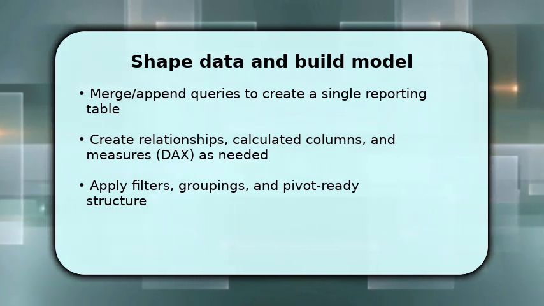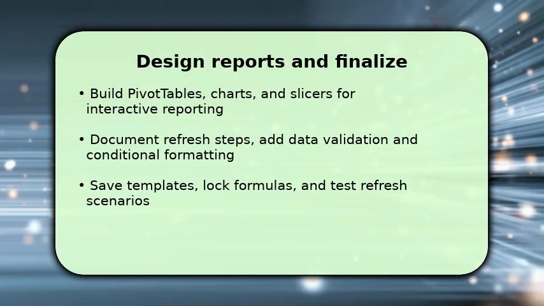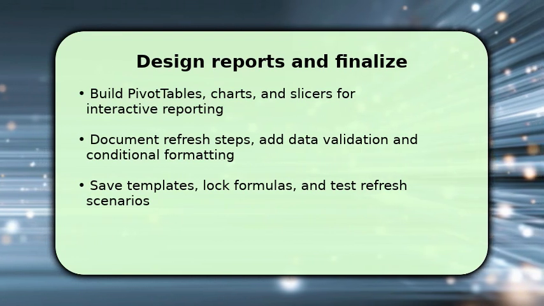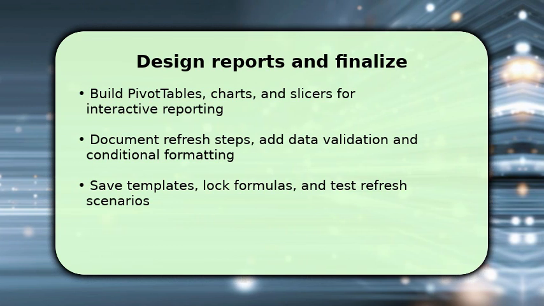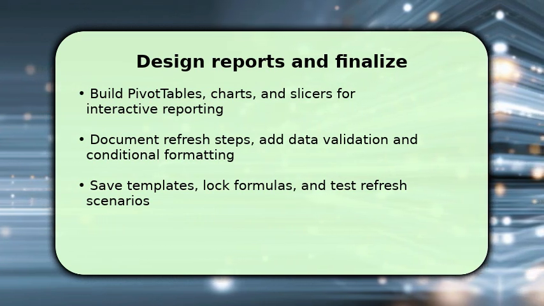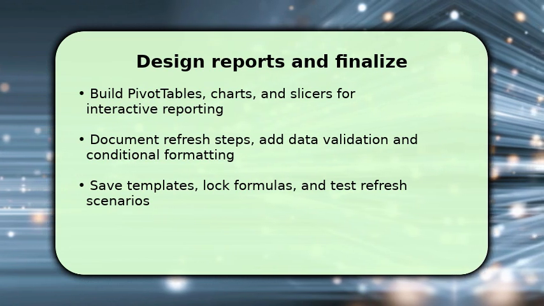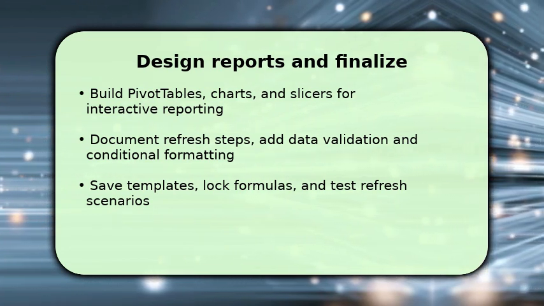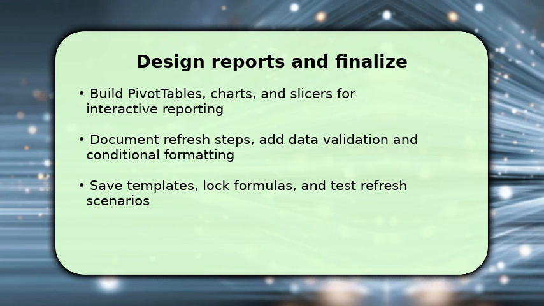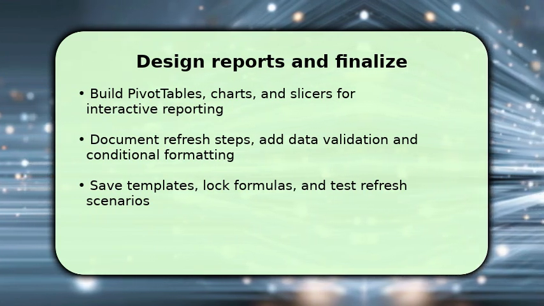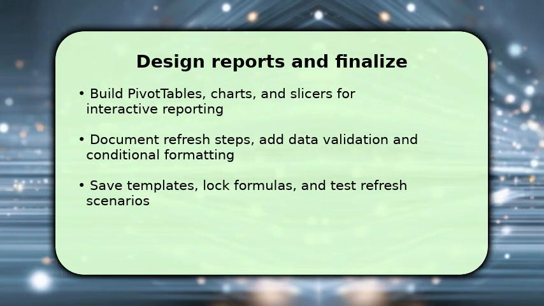You finish by creating the visible report: pivot tables, charts, and slicers that answer the key questions. Arrange layout for readability, add conditional formatting to highlight outliers, and protect critical formula cells. Then document the refresh and publication steps so others can reproduce results. If a refresh fails, check query errors, data type mismatches, and broken source paths first. Those three fix most issues. Finally, save as a template and test automated refresh to confirm.